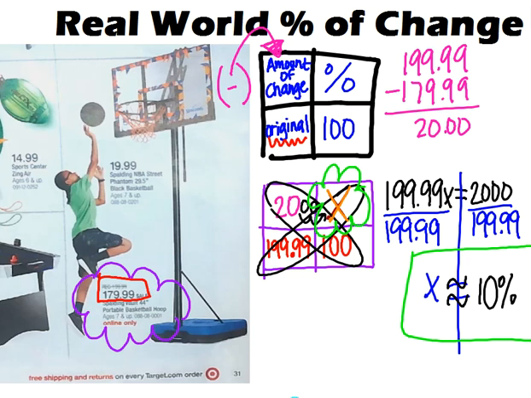So we go back and we look at our original cost. Our original cost was $199.99, and it went down to $179.99. So this would definitely be a 10% decrease. So Target reduced their price by 10%. You're saving 10% on this item, which is the percent of change.